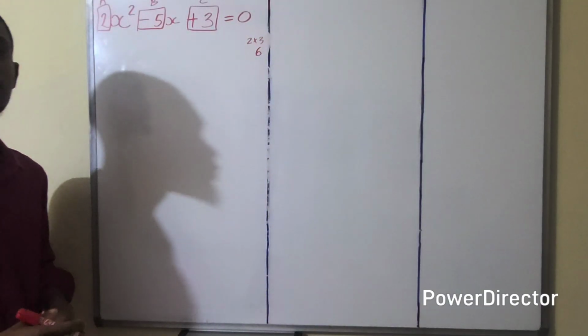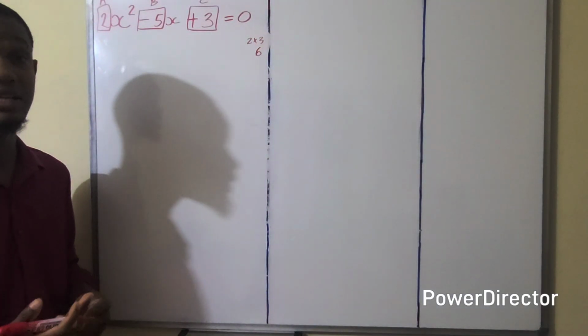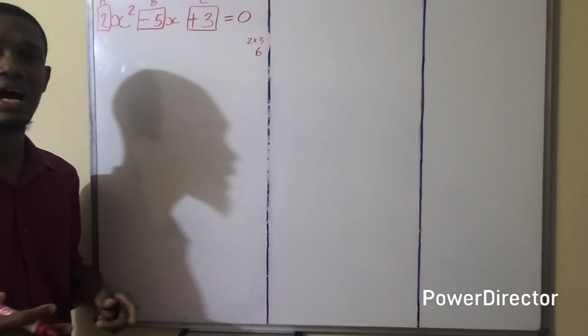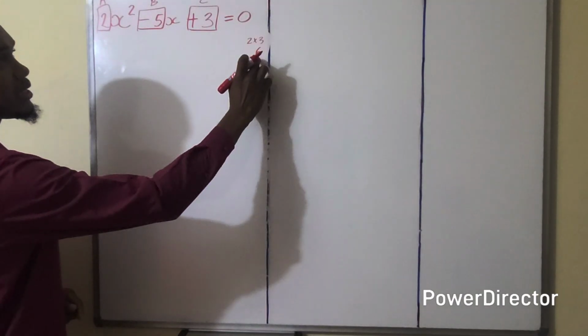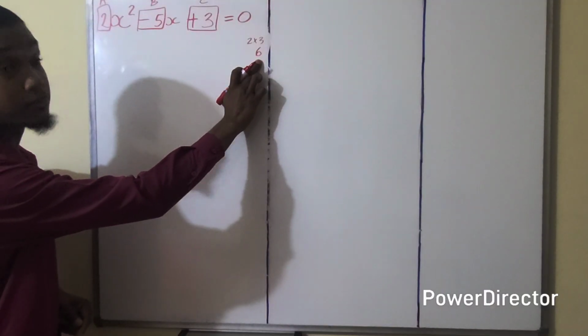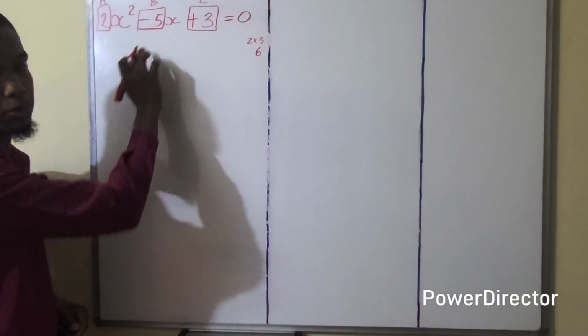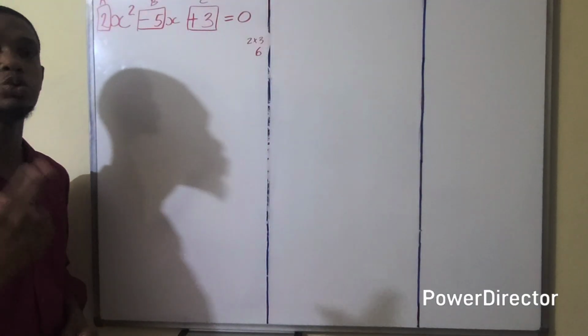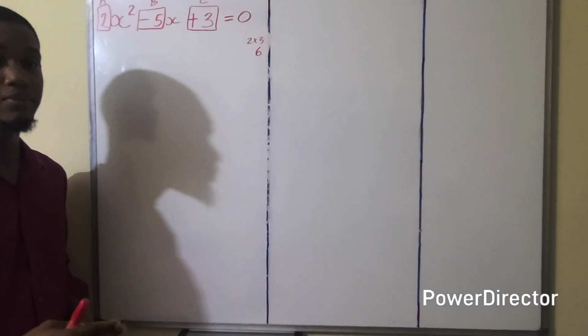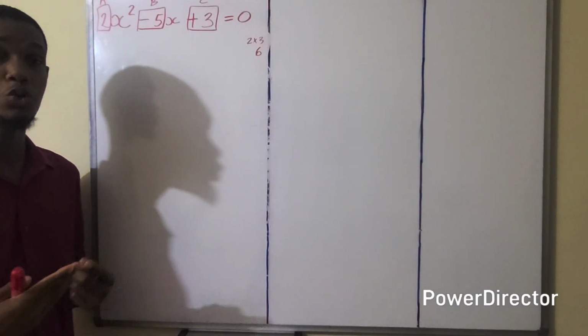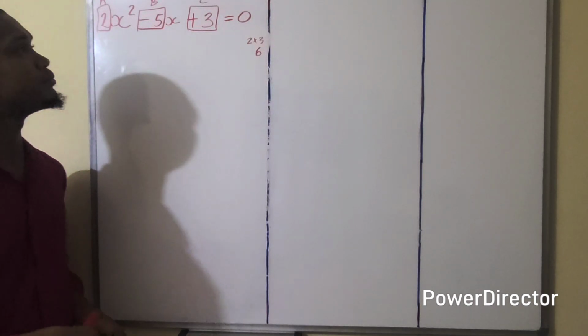Now, you have to find all the numbers that can multiply to give you 6, but when you add them together, you get -5. Now, the fact that AC is a positive number and B is a negative number, you already know you're looking for 2 negative numbers, because you can only multiply 2 negative numbers and get a positive, but when you add them, you still get a negative.